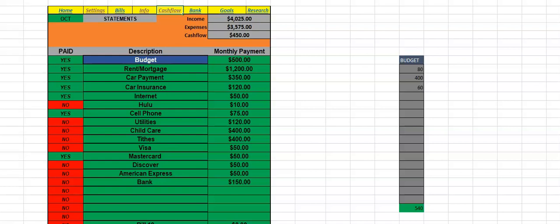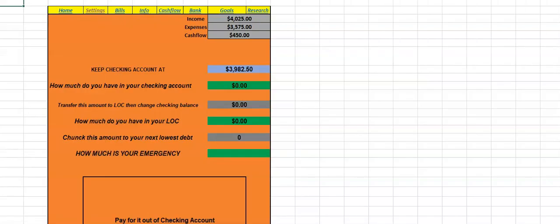Now on this cash flow page, I'll briefly go over how this is calculated. This first field right here, where it tells you to keep your checking account at, is your monthly expenses plus $50. That $50 is kind of like that reserve in the tank. If you're trying to make it to the gas station, you're just praying that you make it. It's just a little tiny $50 buffer.